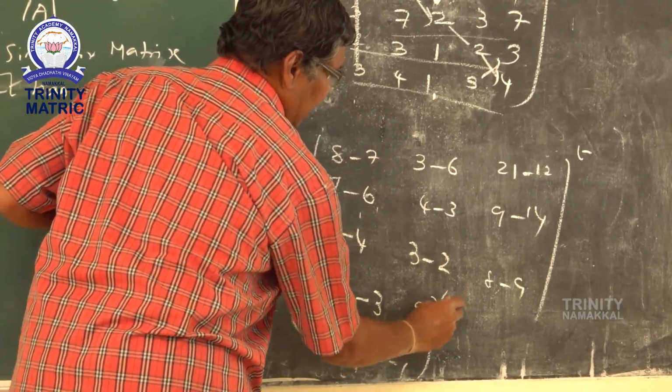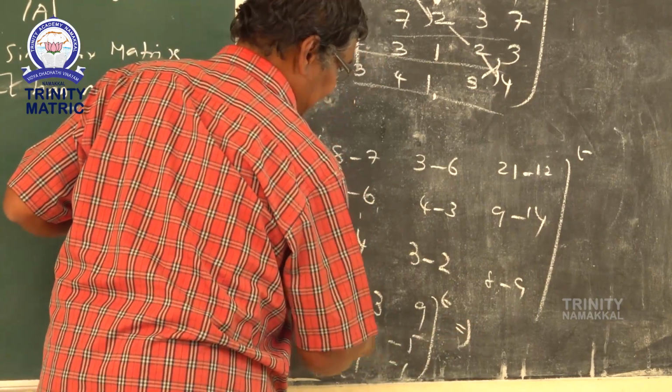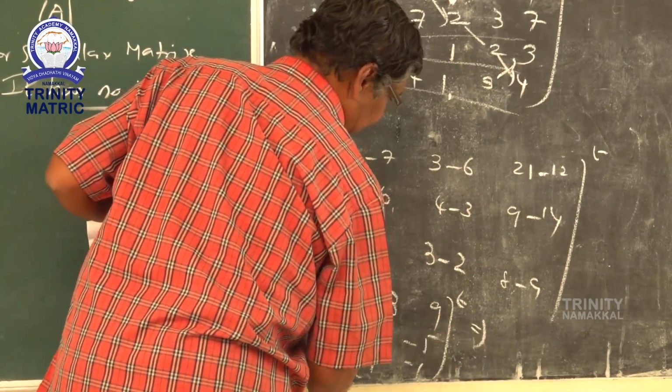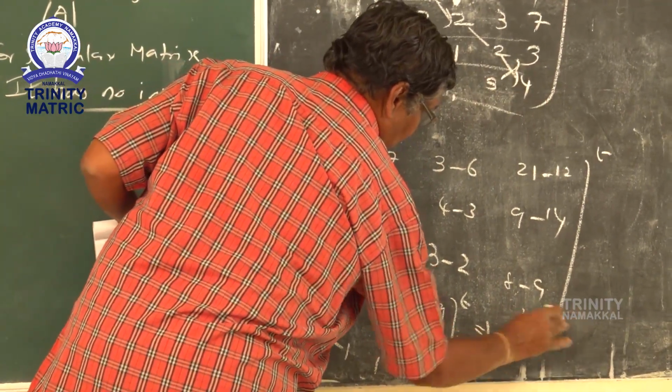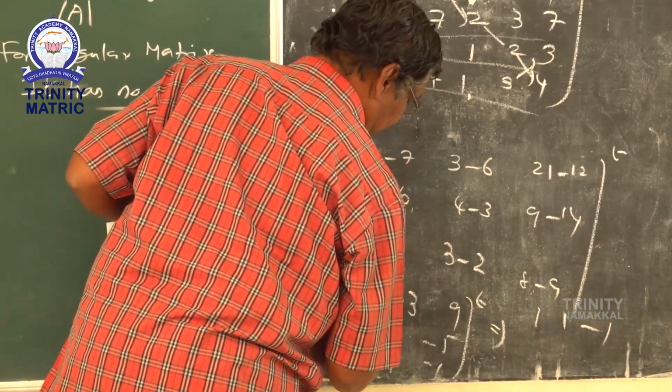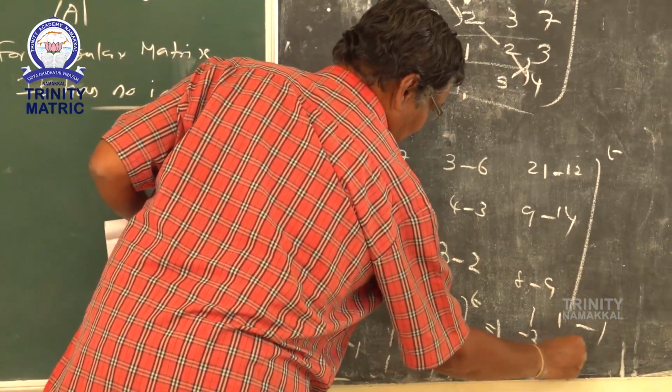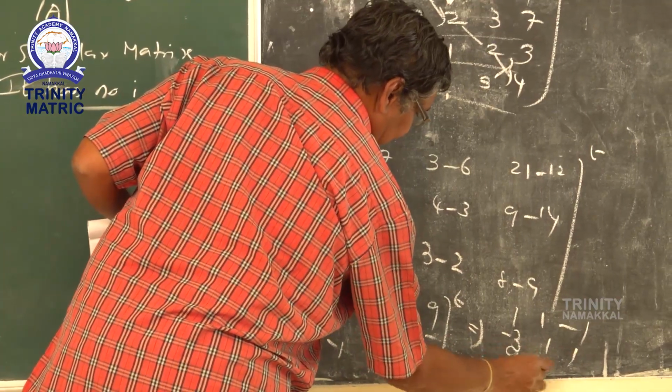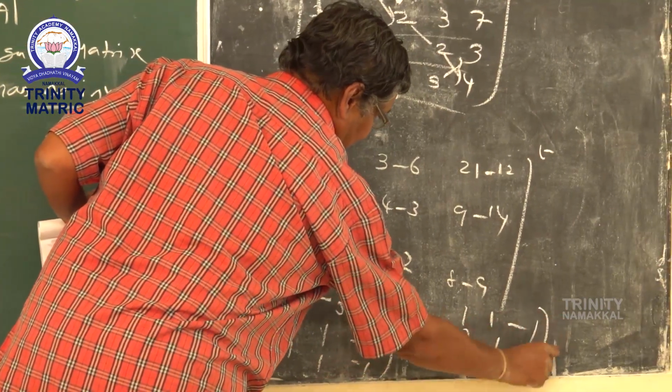Transpose. If you transpose, we will get adjoint A. What is that? This row will become a column. That is 1, 1, minus 1. This one is minus 3, 1, 1. This one is 9, minus 5, minus 1.